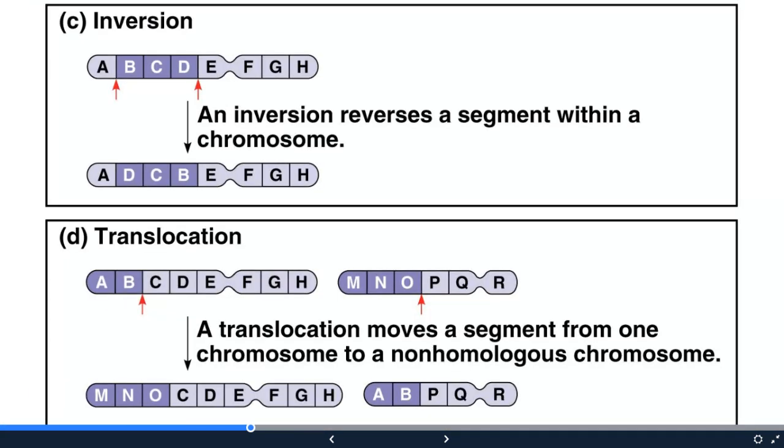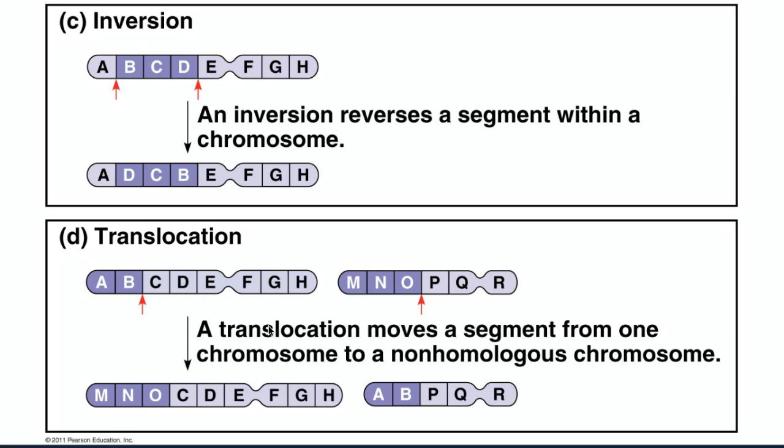We also have inversion, where it's flip-flopped, and inversion reverses a segment within a chromosome. So BCD becomes DCB. And translocation moves a segment from one chromosome to a non-homologous chromosome. What that means is to a different pair, like from chromosome 2 to chromosome 3.